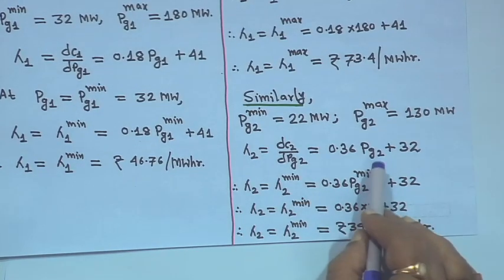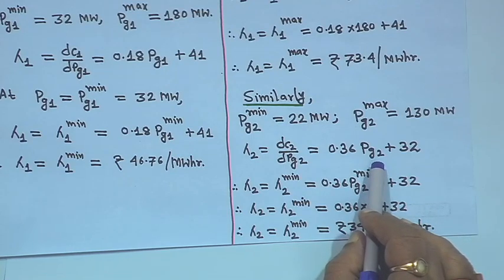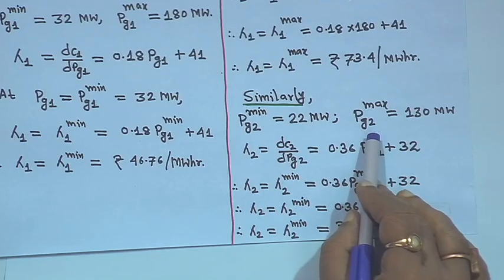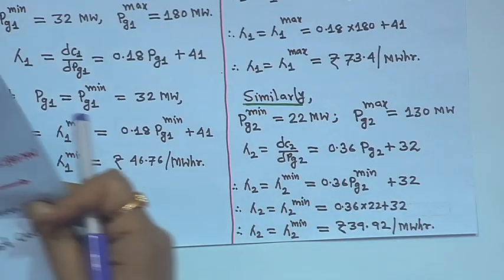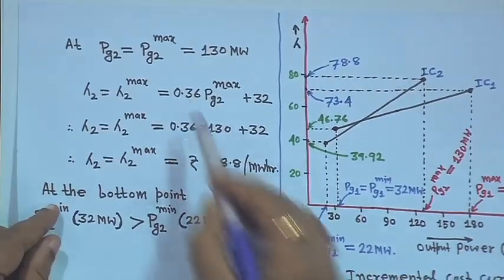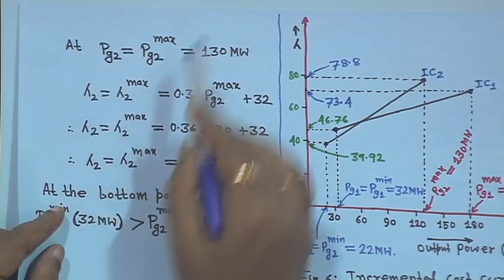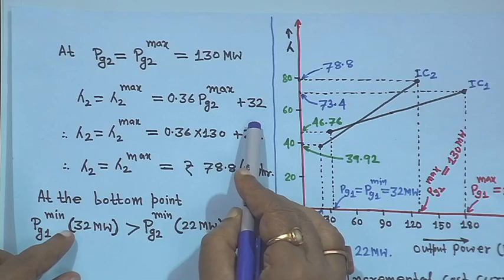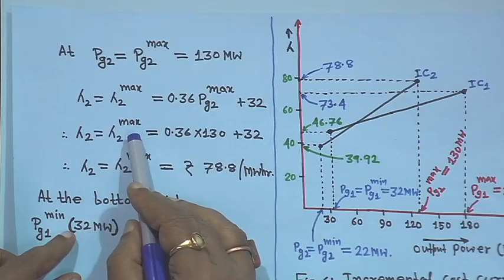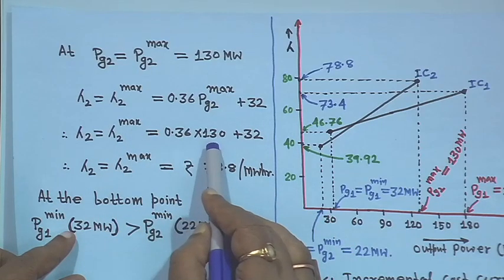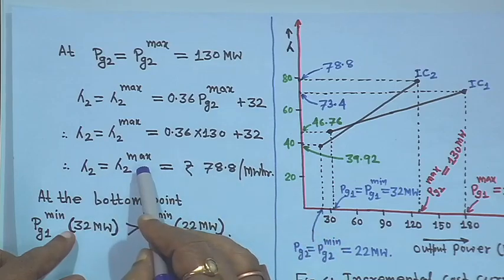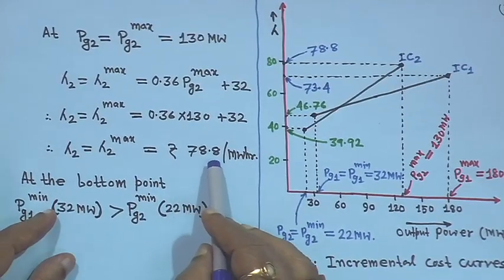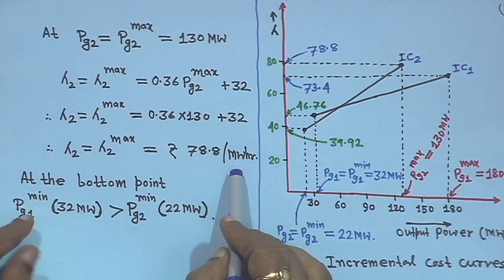Similarly, in this expression you put Pg2 equal to Pg2 max. If you do so, then lambda 2 max will be 0.36 Pg2 max plus 32. Therefore lambda 2 max is equal to 0.36 into 130 plus 32, and you will get lambda 2 max, that is rupees 78.8 per megawatt hour.